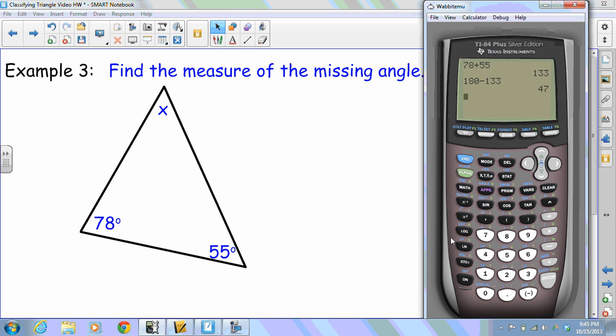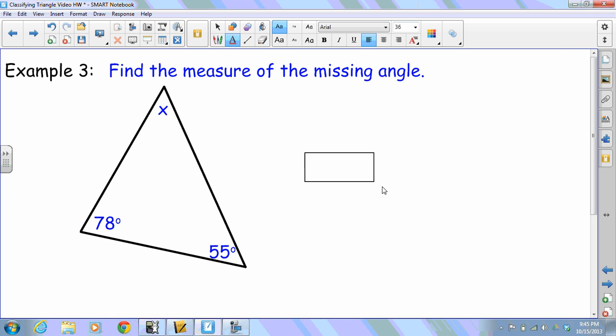If you wanted to check that, you could go in and say, okay, let me add all three of these angles together. Let me add 47, let me add 55, and 78 together. And it better give you 180 because the whole triangle needs to equal 180. And it does. So X is 47.